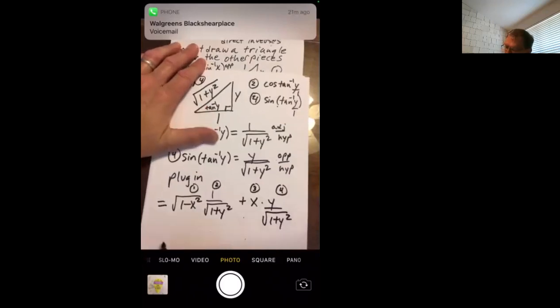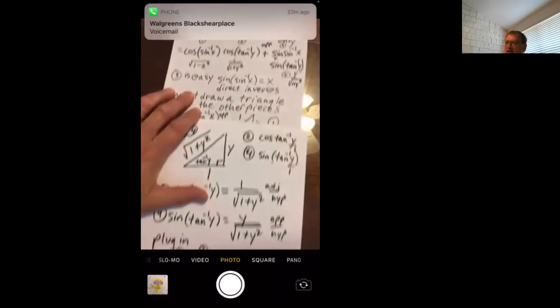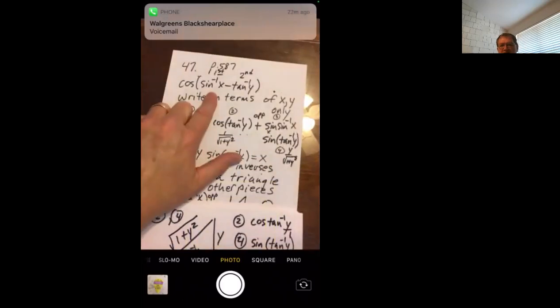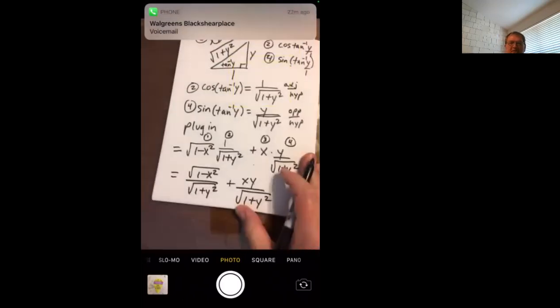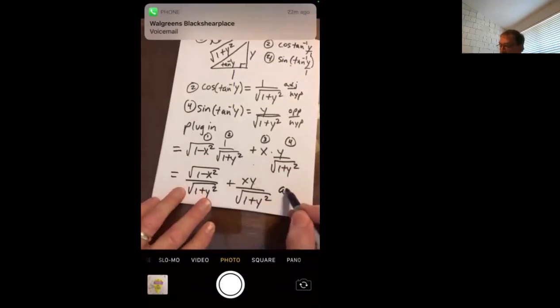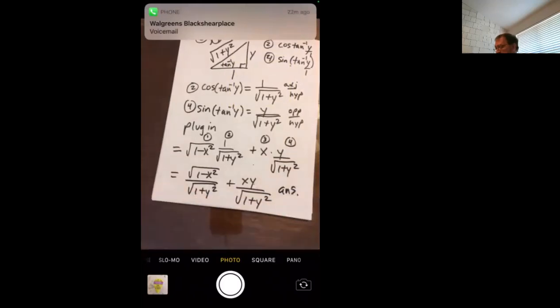You can clean it up a little bit. The square root of 1 minus x squared over the square root of 1 plus y squared, plus xy over the square root of 1 plus y squared. Now the original formula looked like this, and I've come down with this nasty formula like this. Could use the calculator, but I think I will see how close I got to the answer in the back of the book for this one.